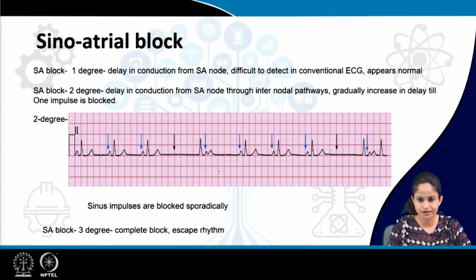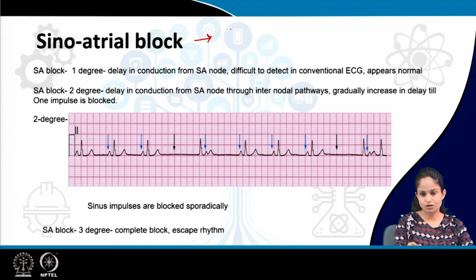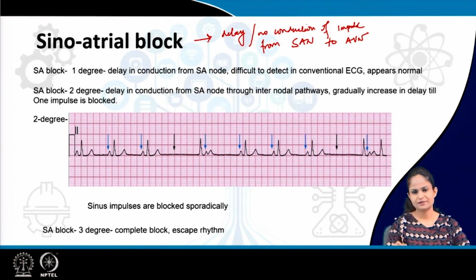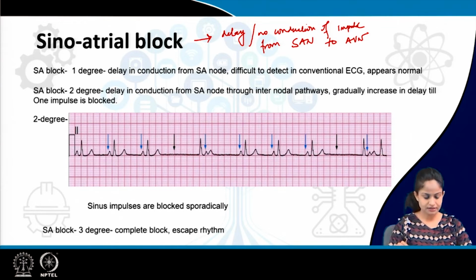Next we have the sinoatrial block. Sinoatrial block means any block which is causing a delay or no conduction of impulse from the SA node to the AV node. That means atrial depolarization is not occurring properly. There is a delay, or no conduction, or hindrance in the conduction of impulses from the sinoatrial node to the atrioventricular node. There are various types of sinoatrial block.